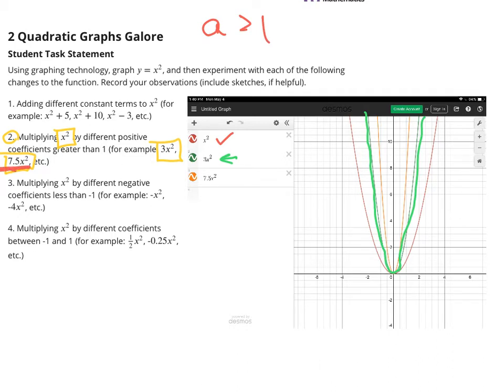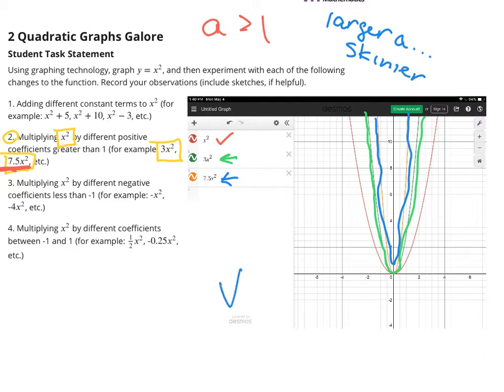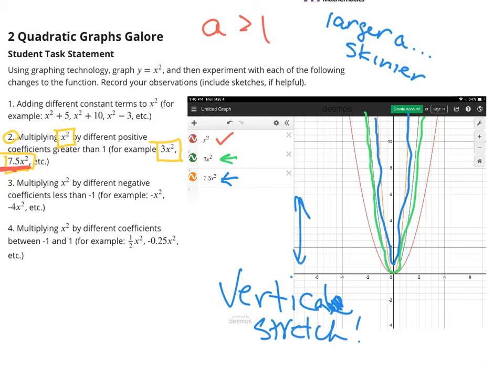And if we look, let's do blue. When our a term is bigger, we get even skinnier. So the larger the a term, the skinnier we get. This is actually called a vertical stretch. Okay, we're stretching up and down vertically. The larger our a term is, the more we stretch, the tighter it gets along the y-axis, the skinnier it gets. Okay, let's try number 3, multiplying x squared by different negative coefficients.